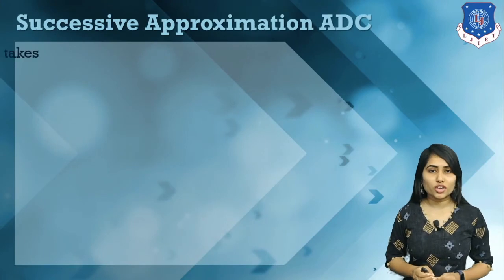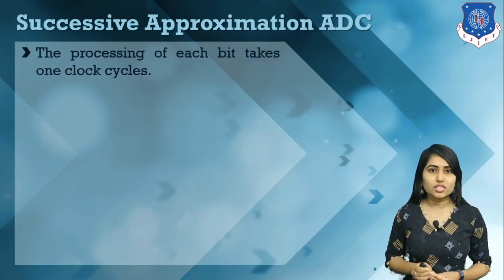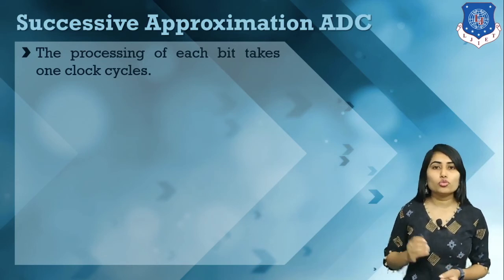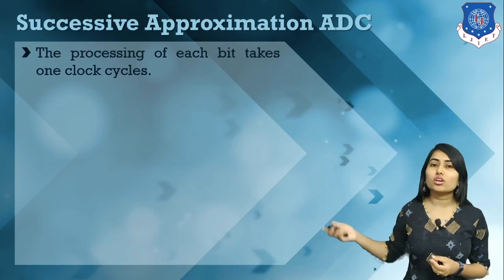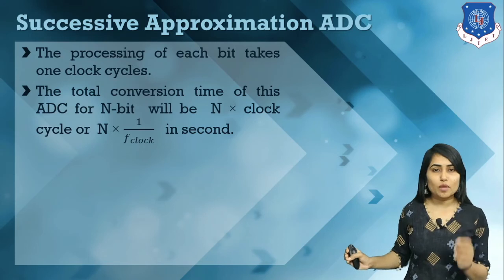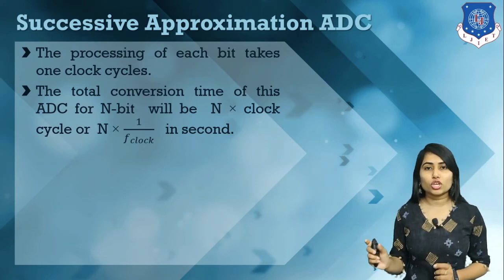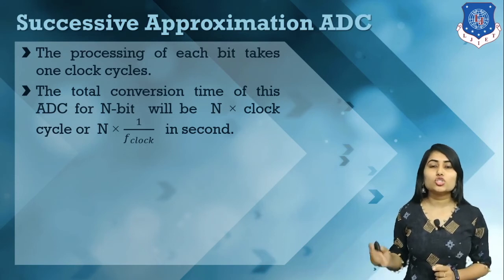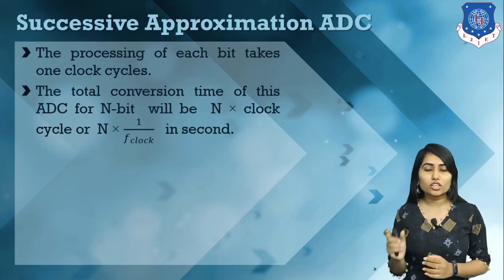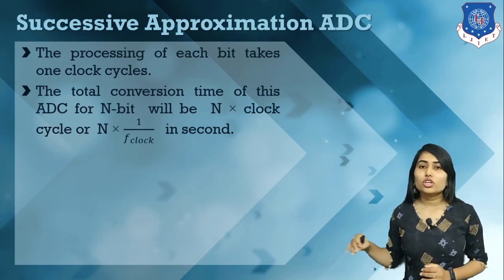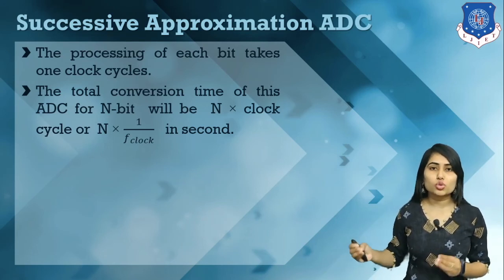This successive approximation analog to digital converter has a fixed conversion time. For an n-bit analog to digital converter we have to wait for n bit times. So the conversion time is N times the time required by one clock cycle. If we convert that clock time into frequency, we have N into 1 upon f clock, that is the clock frequency.